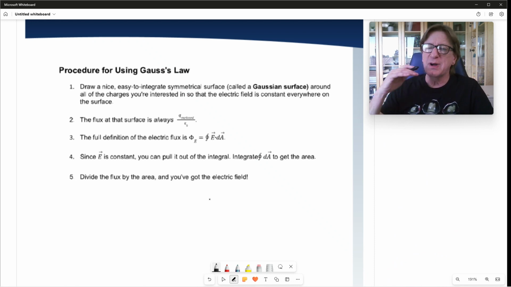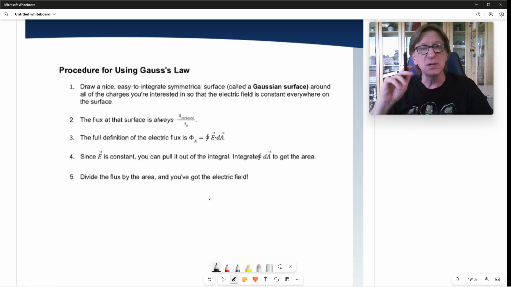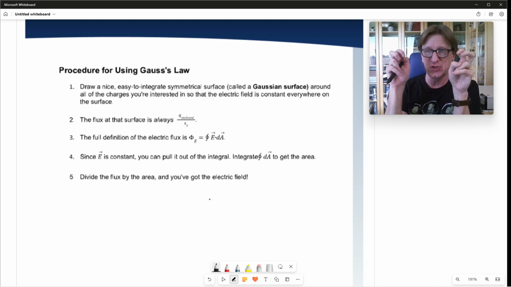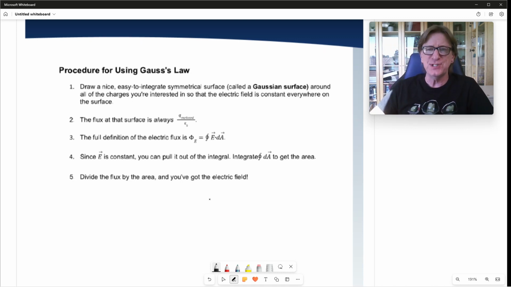Okay, so we draw a nice, easy to integrate symmetrical surface. This is the art to using Gauss's law. You, the engineer, you, the physicist, you get to choose what surface you want. So why not make it something easy? Make it something that you can integrate very easily, because what you're looking for is the area of that Gaussian surface that you've drawn around there. It's an imaginary surface, and it feels like you're cheating because you're like, well, I can draw this to make it easy. Why not?